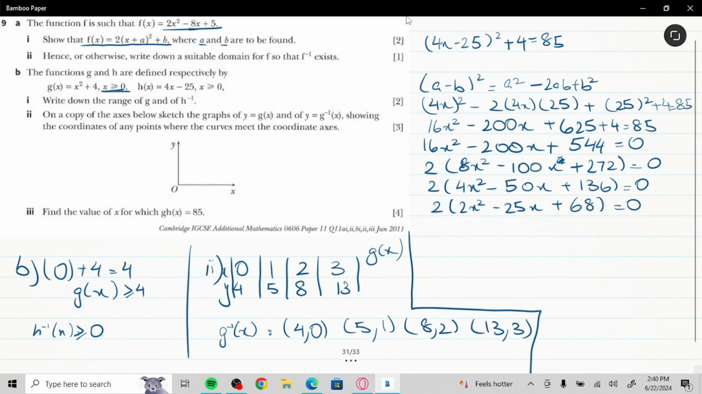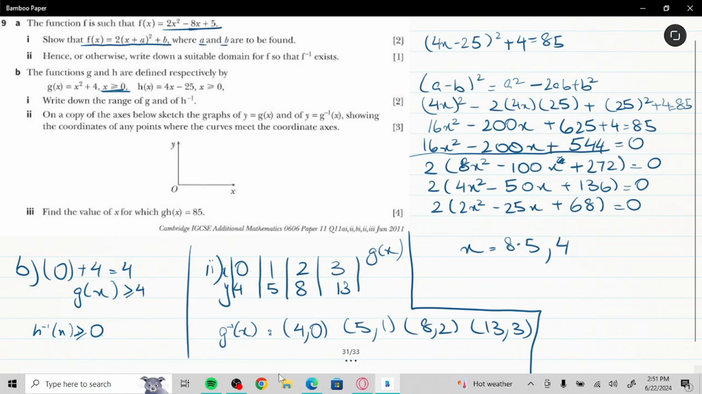Well, we could have directly input this into the calculator, but that would be doing something unnecessary. So right now what we're going to do is only input 2x squared minus 25x plus 68 into the calculator, and we are going to get two values: x equals 8.5 or x equals 4. These are the two values of x for question 9 B part 3.